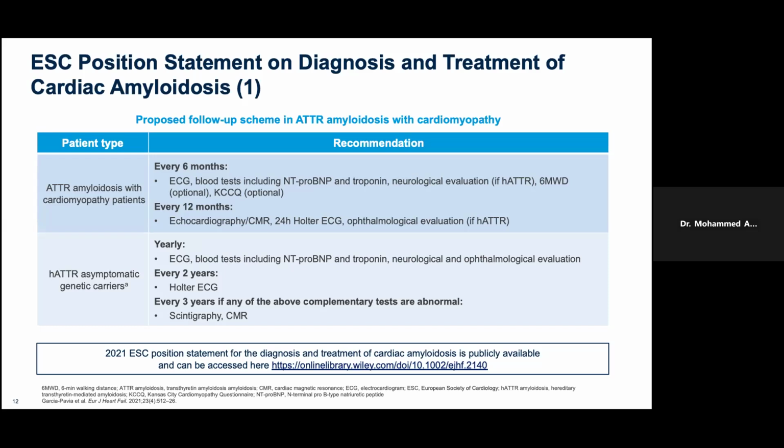signals disease progression or decompensation. For asymptomatic ATTR genetic carriers: annual ECG and biomarkers, Holter every 2 years, and scintigraphy and cardiac imaging every 3 years. If any test is abnormal, start surveillance approximately 10 years before the expected age of onset in the family.